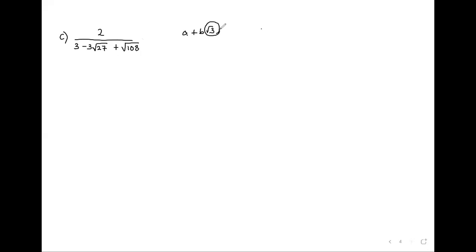So we have 27 divided by 3, we get 9. We have 108 divided by 3, we get 36. Then we come back here. From surds, the root of a by b is the same as root a root b. So we have 3 minus 3.